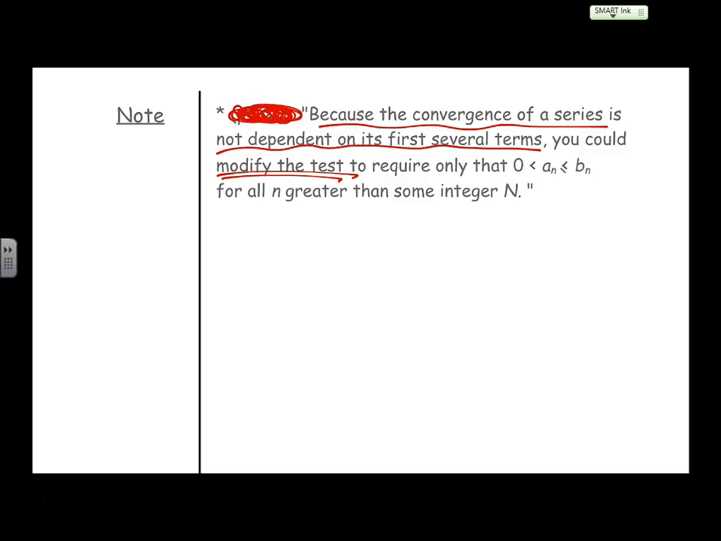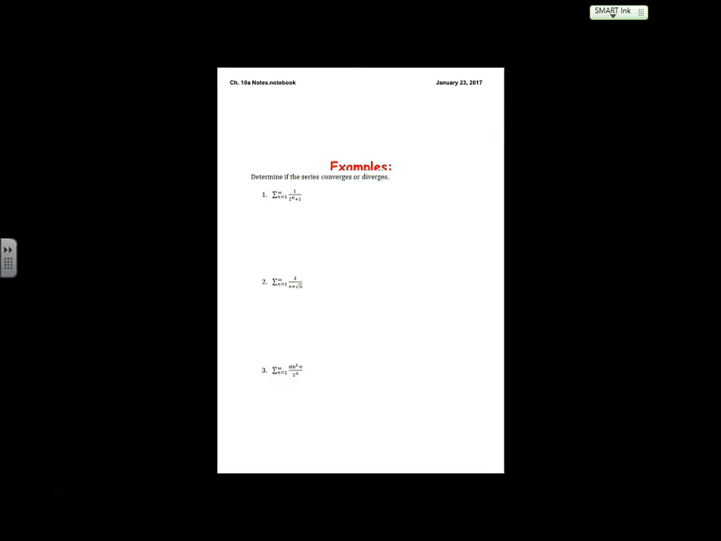Now there are technically 2 comparison tests. For sake of time, when referring to the direct comparison test, let's just say comparison. And there's a second one, it's called the limit comparison. Then we will specify limit comparison instead. So we'll make this the original, and then the limit one we'll add the extra qualifier, the extra adjective on.